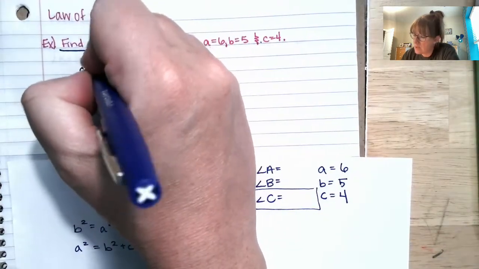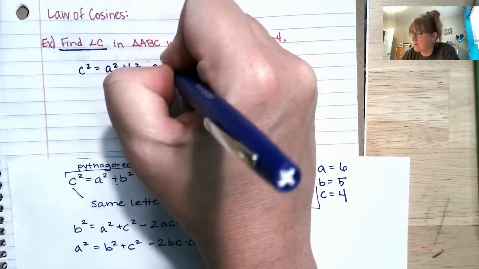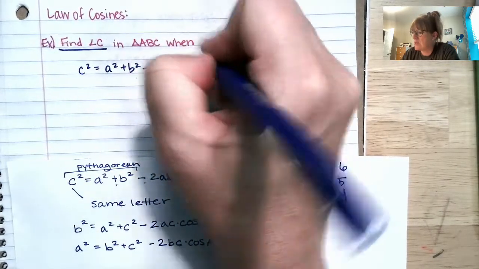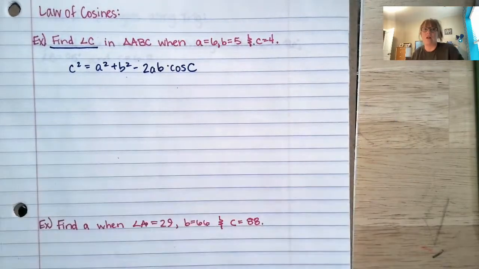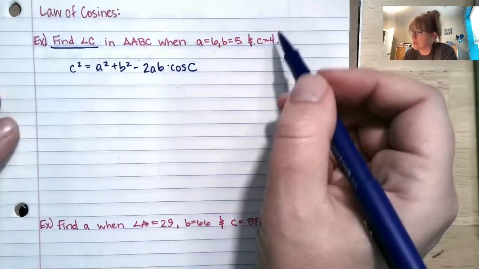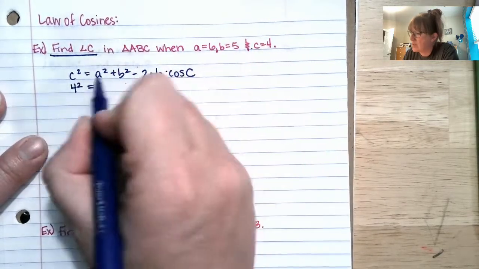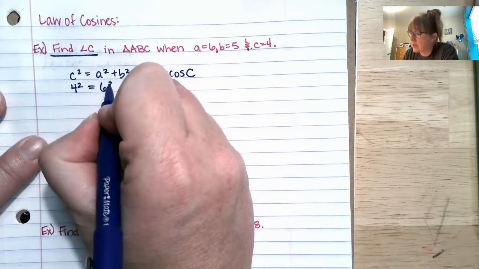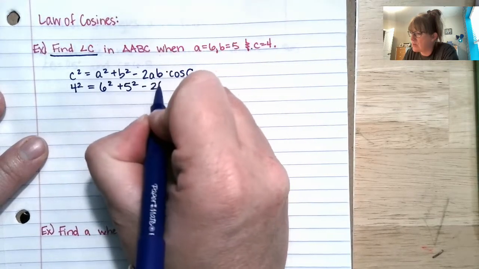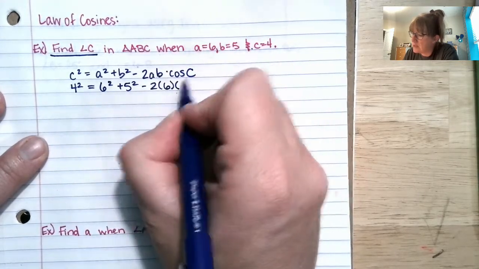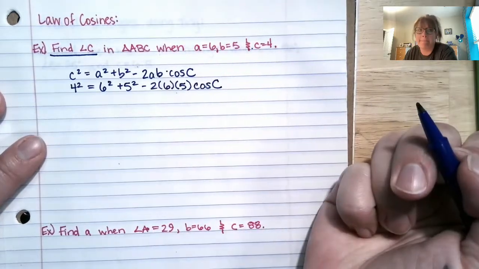We're going to use c squared equals a squared plus b squared minus 2ab cosine of c. Now, let's start plugging in what we know. This one, they gave us all of the lowercase letters, so let's plug them in. So we know little c is 4 squared. Little a is 6, so 6 squared. Little b is 5 squared. Minus 2 times 6 times little b, which is 5, cosine of c.